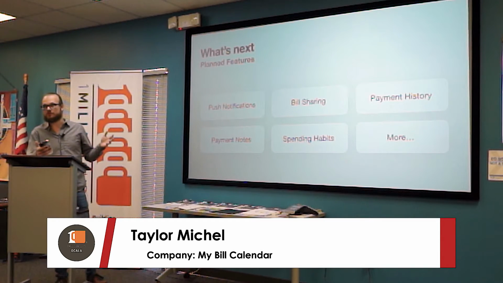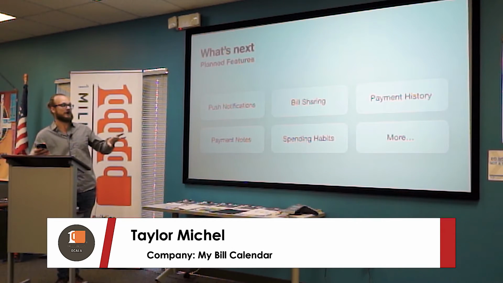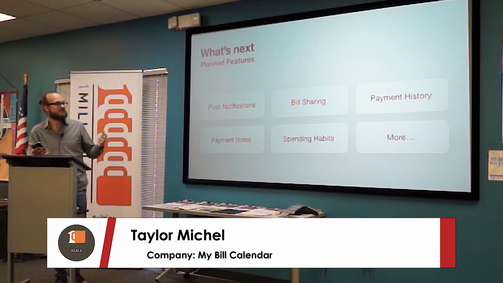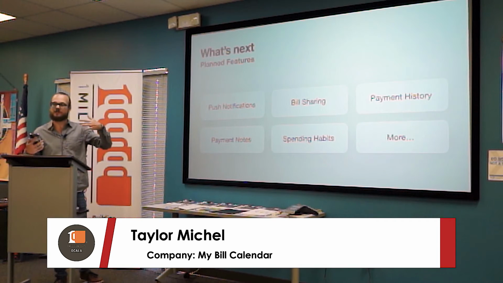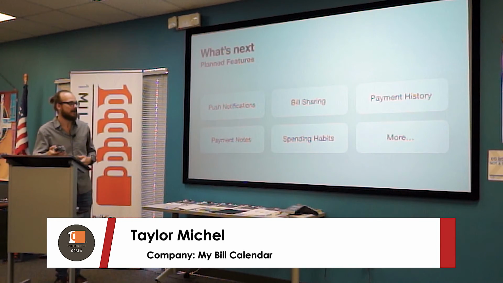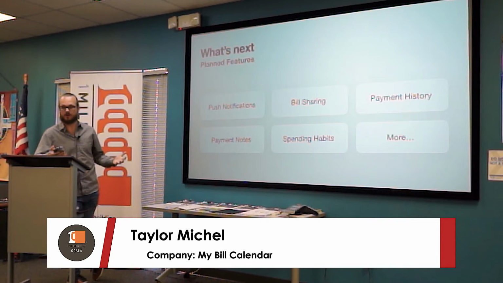Bill sharing will allow you to share a bill with somebody else and then make a partial payment on it while they make a partial payment on it, and have all of that tracked with the payment history. Currently, we are already storing payment history. We just have to build out the feature in the app to be able to view it. Along with that, we'll be adding payment notes so that for each payment you can add an invoice number, a transaction ID, whatever you need. Spending habits will take all of the payment history and show it to you in a trend so that you can kind of plan out how you're doing your spending. And then we have plenty more, along with releasing on Android, as right now it's iOS only.